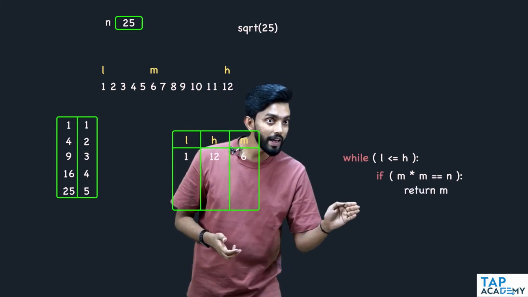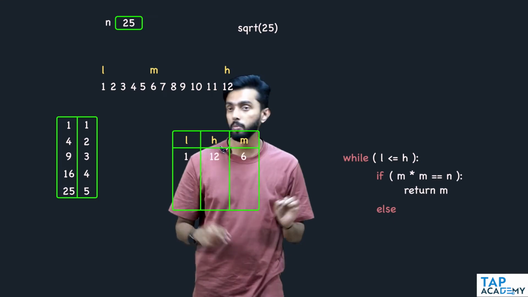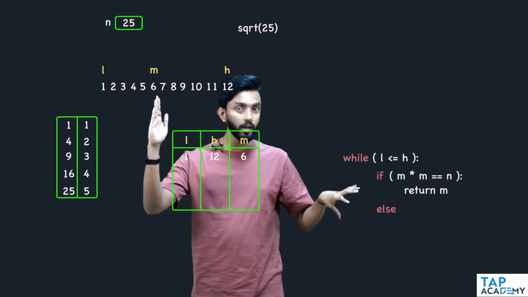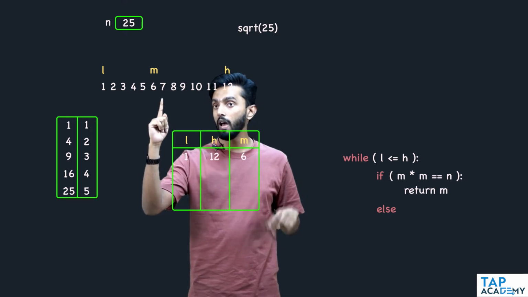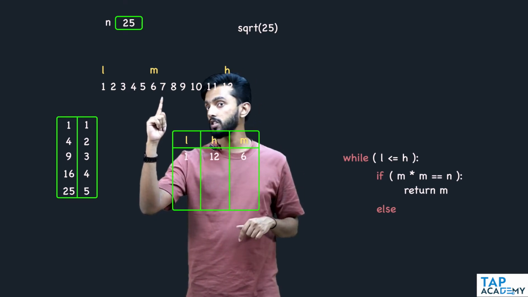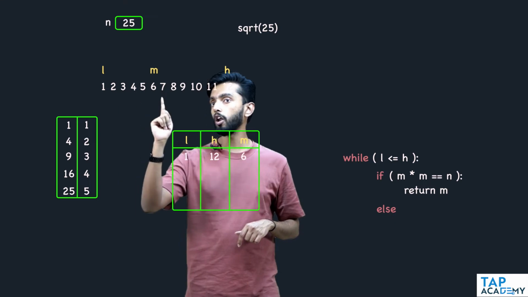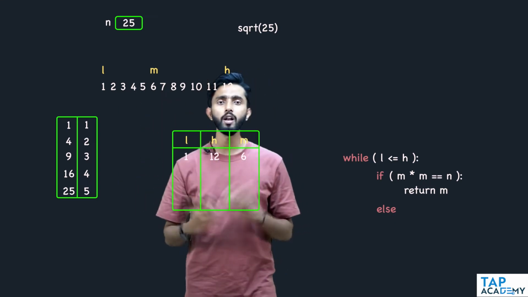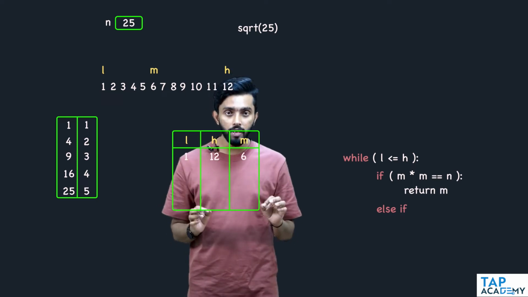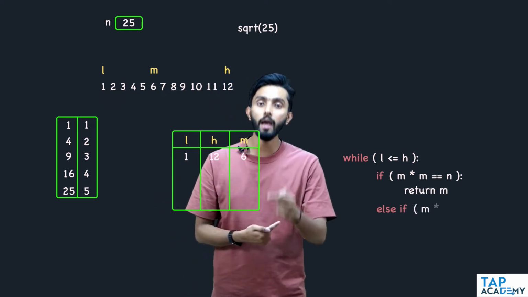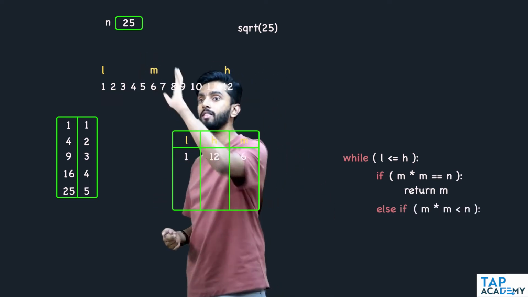Not equal means else. And now what? Now I must write conditions in such a way that if this is not the square root, I must see whether I must adjust the search range to the left side or I must adjust the search range to the right side. How will you check that? Simple. I will put if. If in case mid into mid is less than the n value.